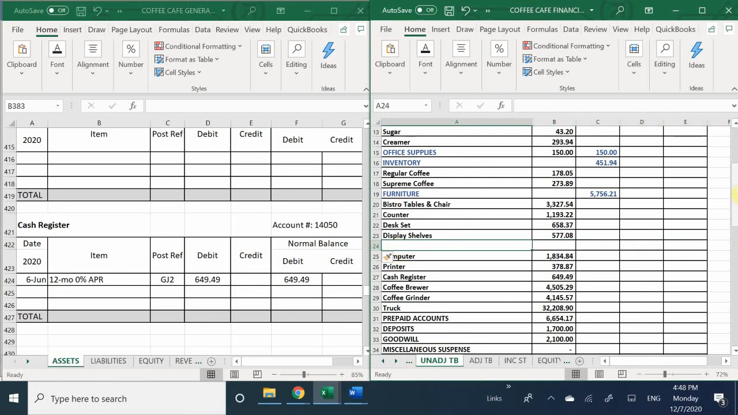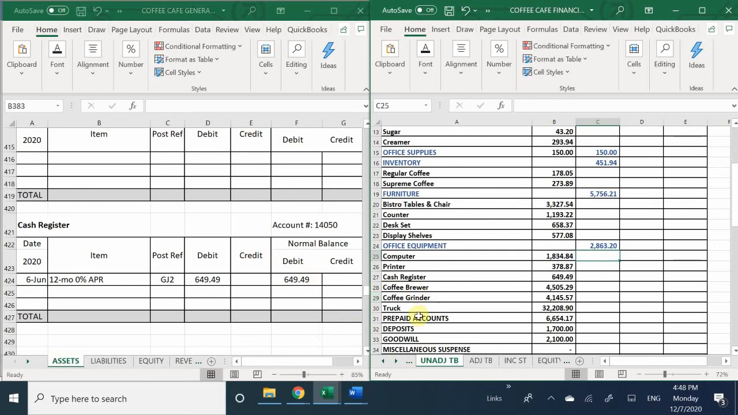Under office equipment. Okay. And that's going to be a grand total. What should it equal? Okay. So I should have a grand total of $2,863.20. Okay. We'll finish up our assets.